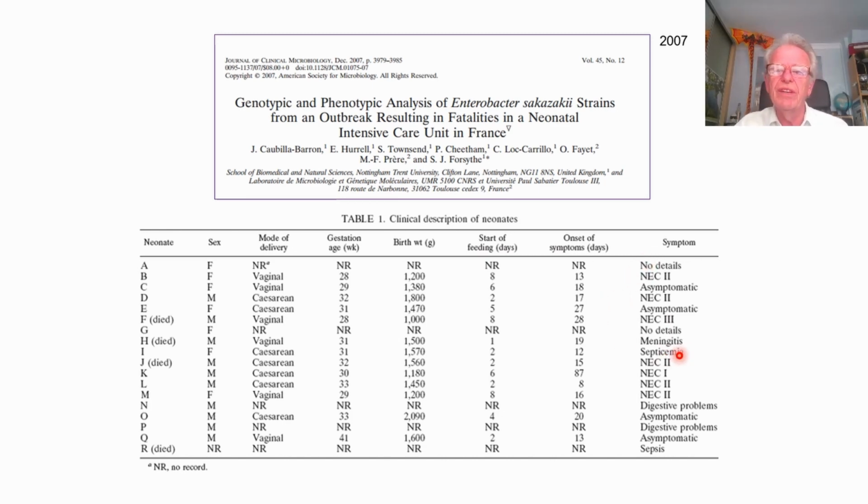We have septicemia, which is bacteria growing in the blood, but you can see we have meningitis here as well. But we also have some asymptomatic, digestive problems, and sepsis. So we have a variety of symptoms here. Very interesting strain collection from Marie-Francois.